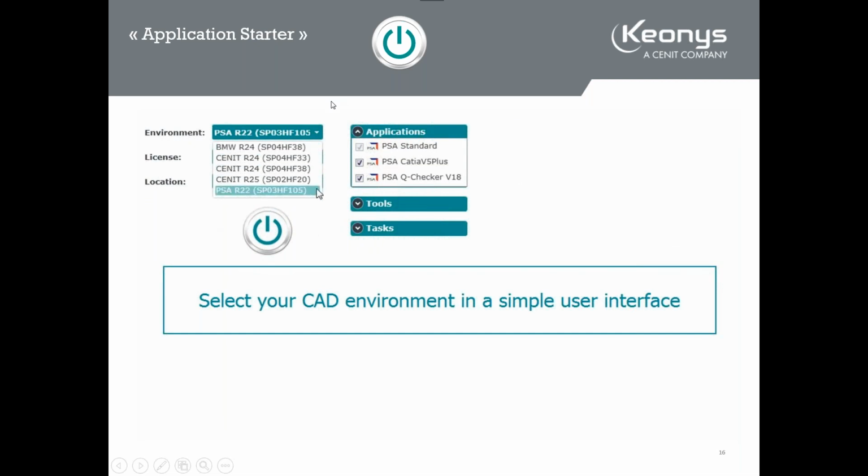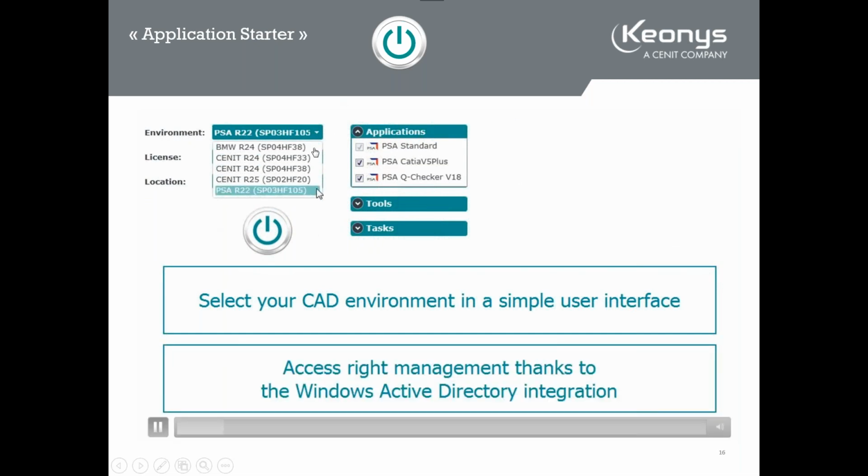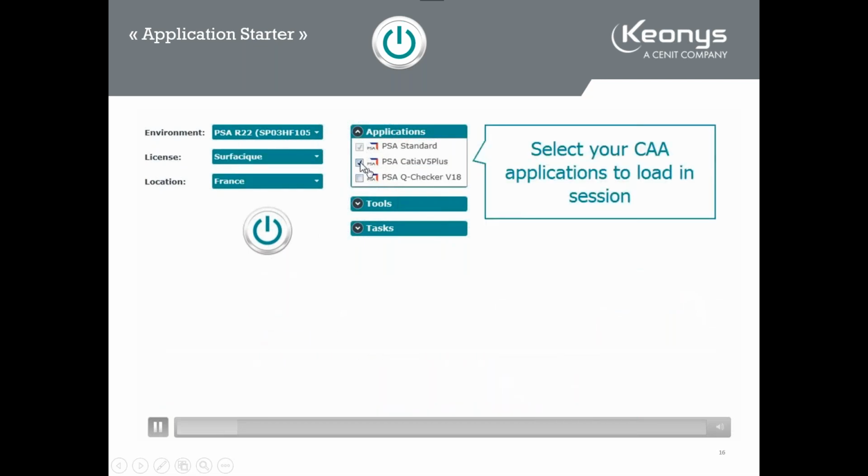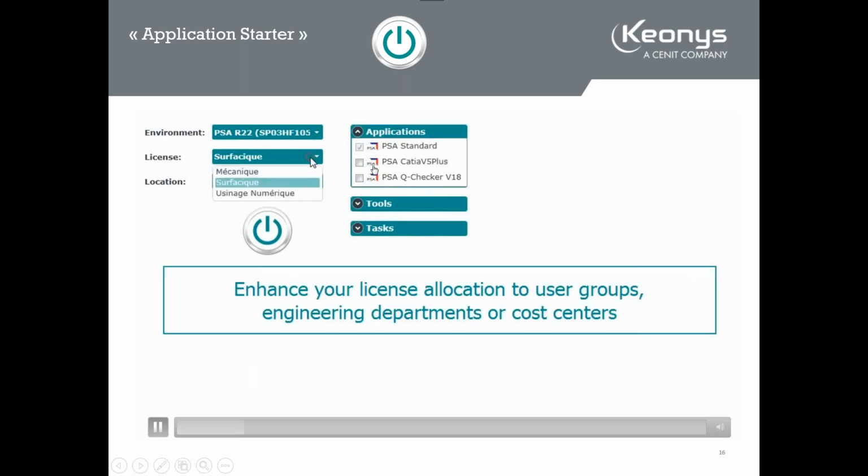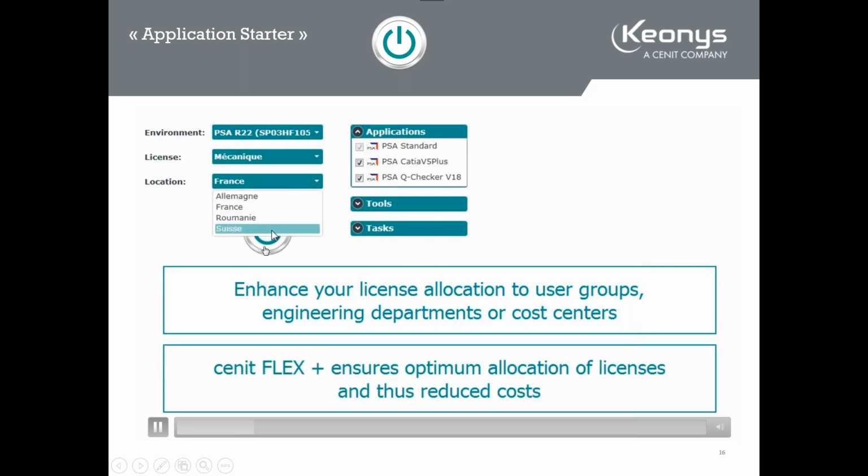They can simply choose an environment. What is the license that they search? They can choose their own license, the location of the server, and what are the applications that need to be run with that package. They can choose it if they have the right to select or deselect it. And finally, there is nothing left but to click on the Start button.